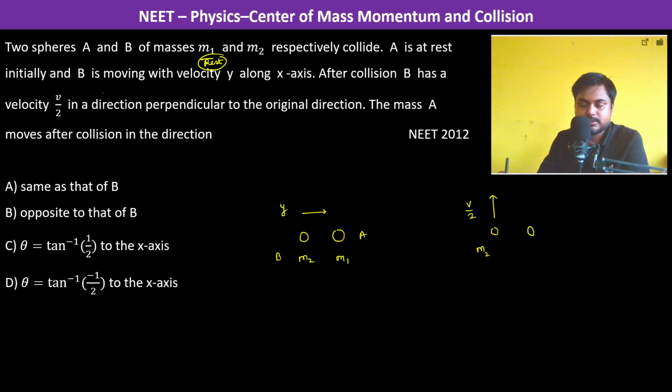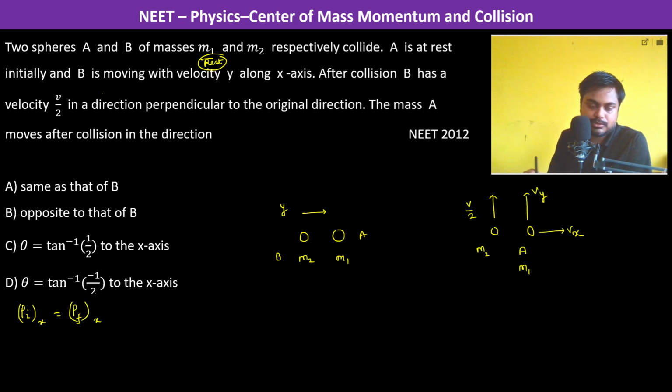Okay, so now mass A, which is m1. Let m1 have velocity in x direction as vx, and in y direction let it be vy. So therefore we have conservation of momentum. Momentum conservation in x direction: initial momentum in x direction should be equal to final momentum in x direction. Initial momentum in x direction was m2v. Final momentum in x direction is m1 into vx. So therefore vx is equal to m2 by m1 into v. Done.